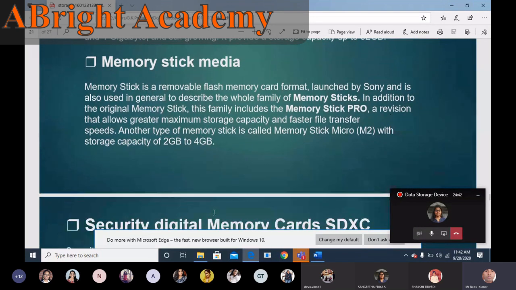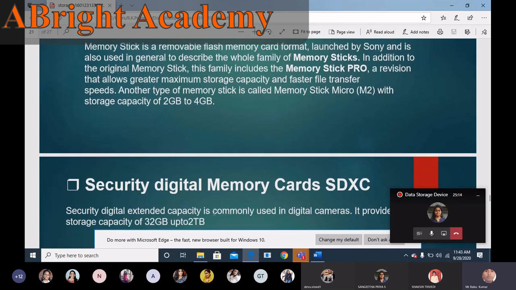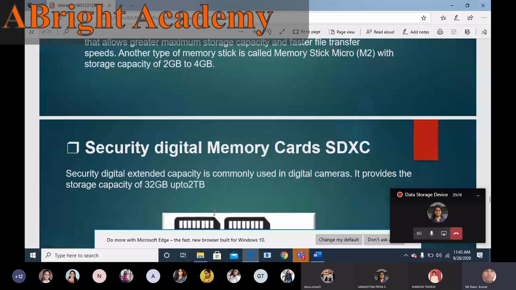Memory stick media. Memory stick is a removable flash memory card format launched by Sony and is also used in general to describe the whole family of memory sticks. In addition to the original memory stick, this family includes the memory stick Pro, a revision that allows greater maximum storage capacity and faster file transfer speed. Another type of memory stick is called memory stick micro with storage capacity of 2 GB to 4 GB.